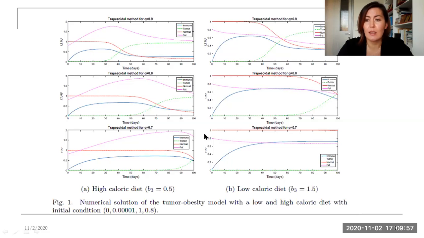So we study the model under some biologically defined cases like high calorie diet, low calorie diet case. This situation is identified by the parameter B3. And we also investigate the model within the biological situation of low immune response and high immune response. Again, it's identified by another parameter I will show you now. We consider the same initial condition for all simulations. Here different values of fraction order are considered to see the difference, 0.7 and 0.8.